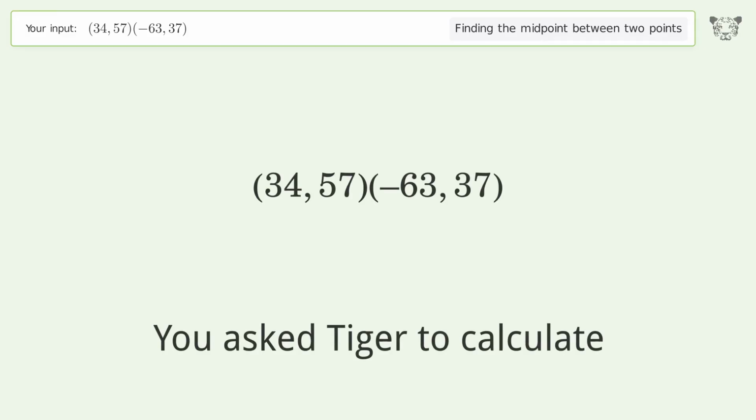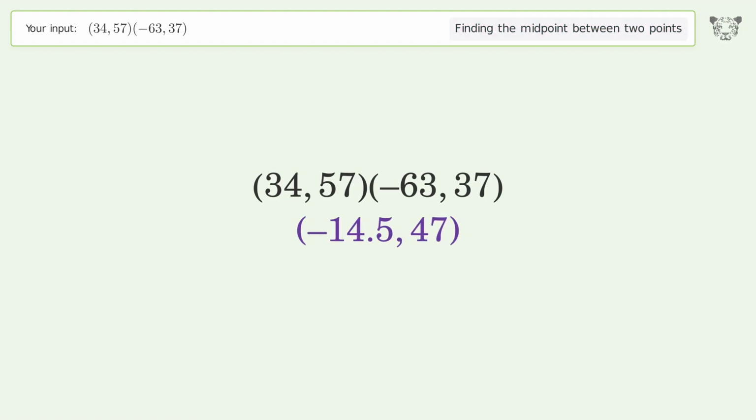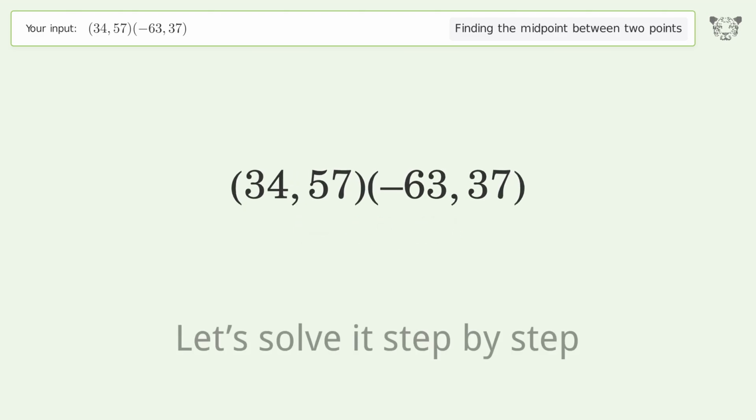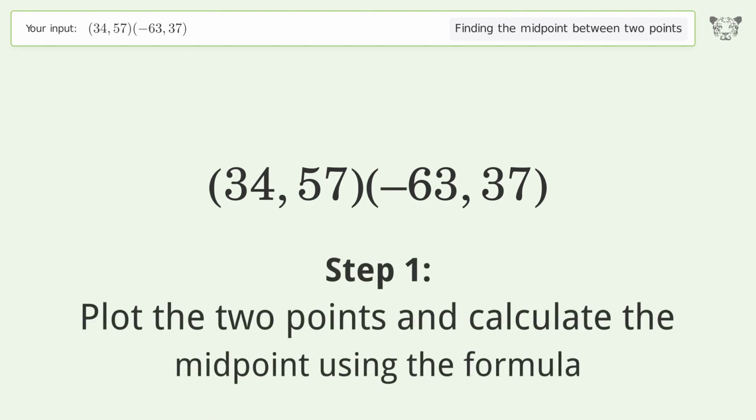You ask Tiger to calculate. This deals with finding the midpoint between 2 points. The midpoint between the 2 points is negative 14.547. Let's solve it step by step. Plot the 2 points and calculate the midpoint using the formula.